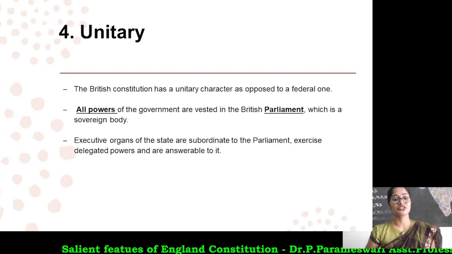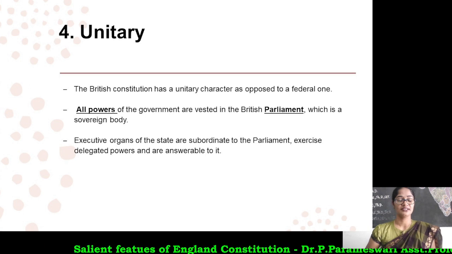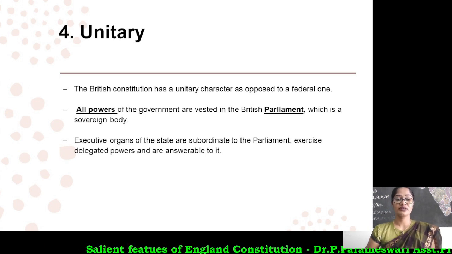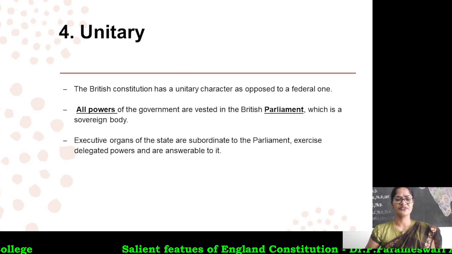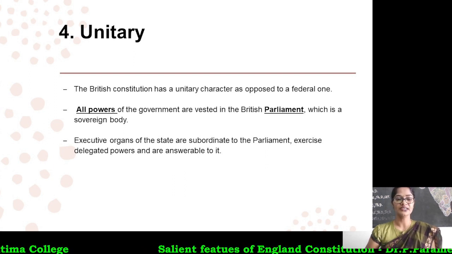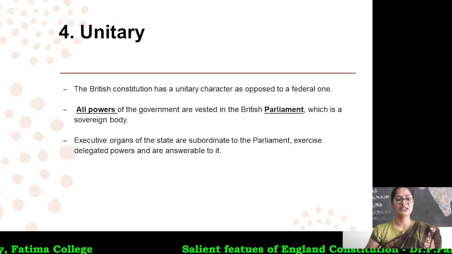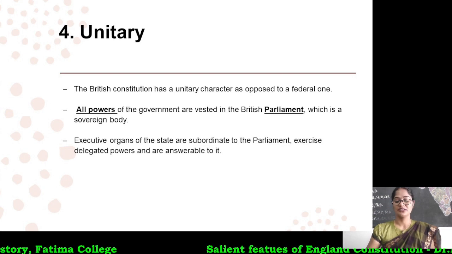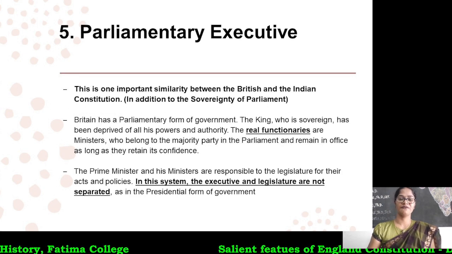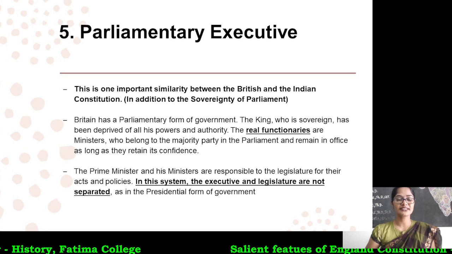The fourth feature is unitary feature. The British Constitution has a unitary character as opposed to a federal one. All the powers of the government here are vested in the hands of the British Parliament, which is a sovereign body, and executive organs of the state are subordinate to the Parliament, and they exercise delegated powers and are answerable to the Parliament.